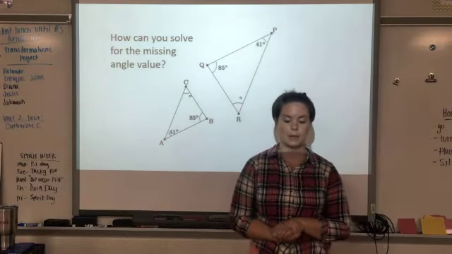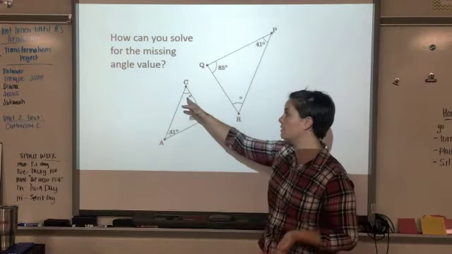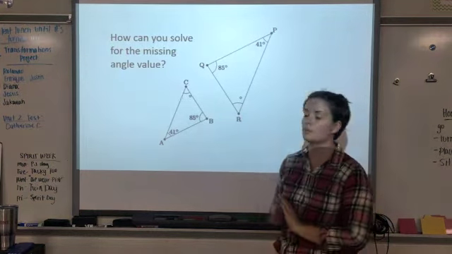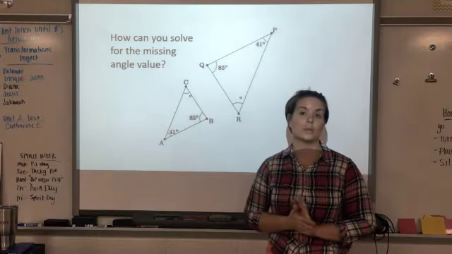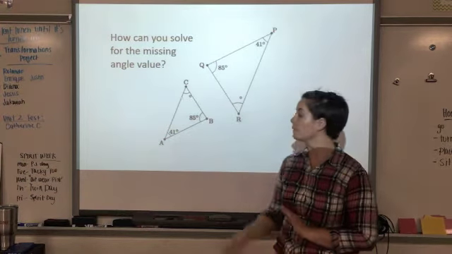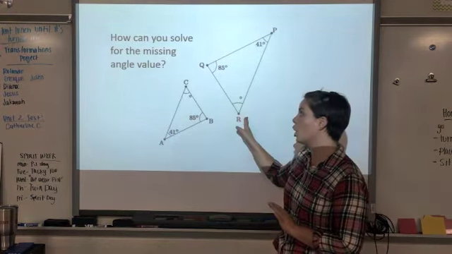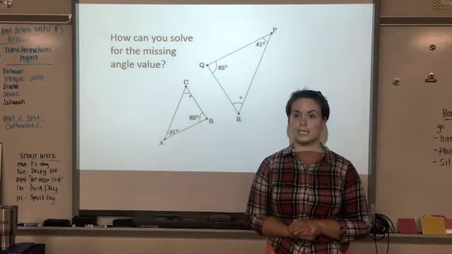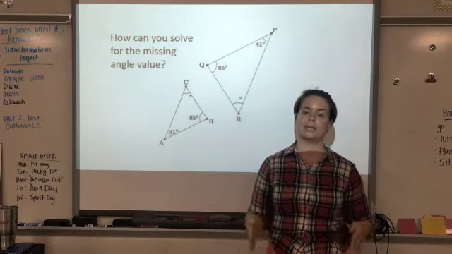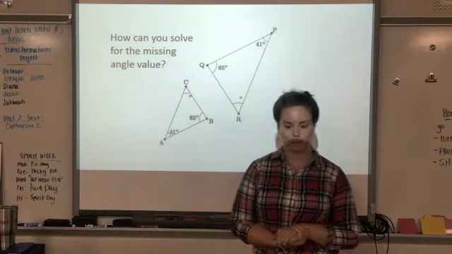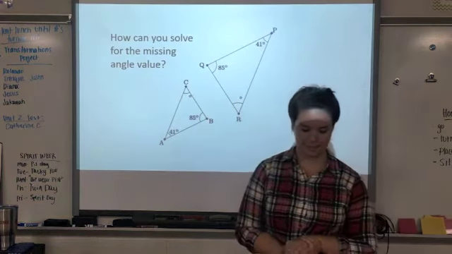That means that when we do find the missing value of C, it is going to match the missing value of R because corresponding means matching. Or if we found the value of R, it would match the missing value of C because the angles are corresponding and corresponding means matching. Okay.